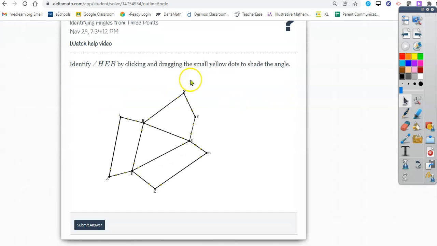Let's try another one. H to E to B. Here's H, here's E, and then B is down here. So from H to E to B. That's the angle I'm looking for. So I'm going to mark it with these yellow dots from here and to here. And I just click it and I drag it. Click and drag.